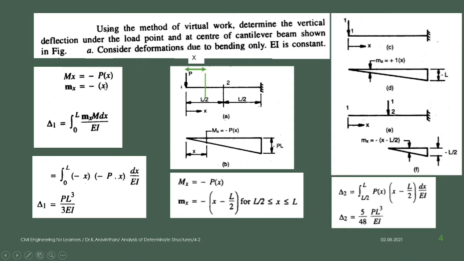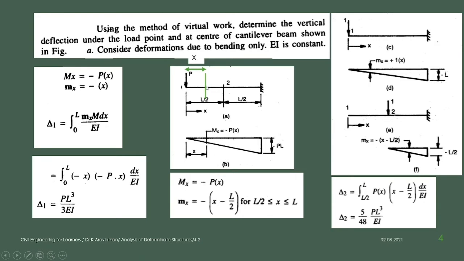And the next thing you have to find is small m. We know the formula to find the deflection at the point is integral of 0 to L of capital M small m by EI into dx. So this is our formula. We are finding capital M and small m.